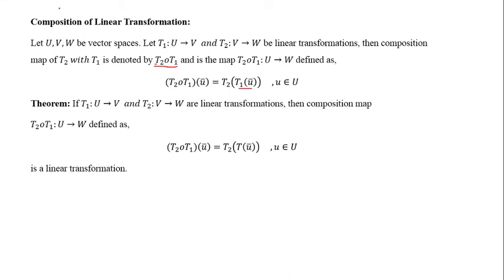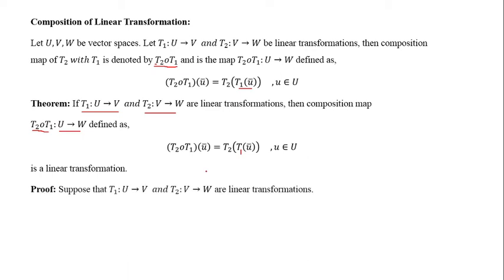So if T1 from vector space U to V and T2 from V to W are linear transformations, then the composition map T2 composite T1 from, this is important, from vector space U to W, defined as T2 composite T1 operating on u is T2 outside, T1 operating on u bar, and this is true for any small u in vector space capital U, and this is a linear transformation.